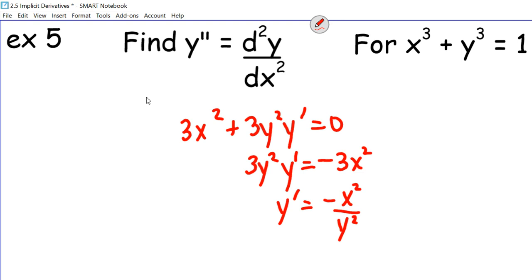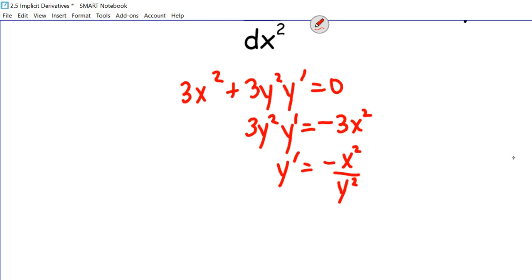Pause there for a second. Any questions on how I got the first derivative? Implicit derivative. Now they ask for the second derivative. Well, all you have to do is go from here.